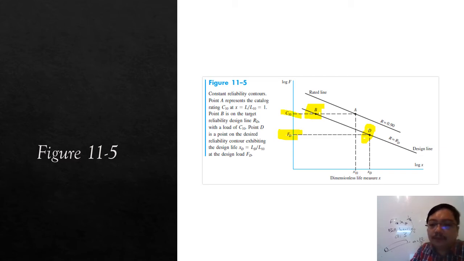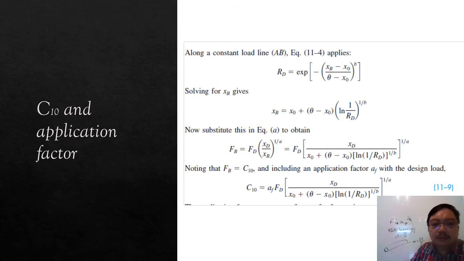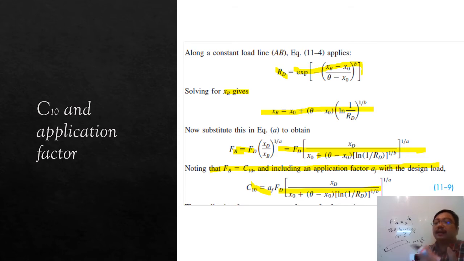So C10 and the application factor along constant line AB refer to the graph itself. RD is the desired reliability expectation in this equation. Solving for xB gives xB equals this, and then substitute FB for the bearing and the desired, noting that FB equals C10, equal to the application factor AF times the design load. Let me remind you, application factor is what? There is a table for the application factor.